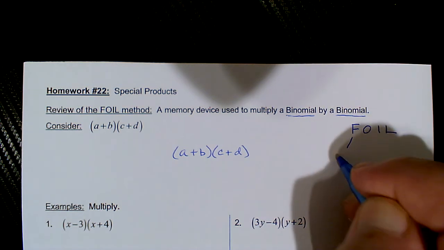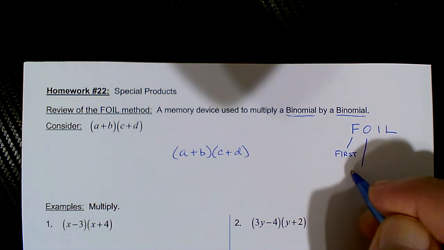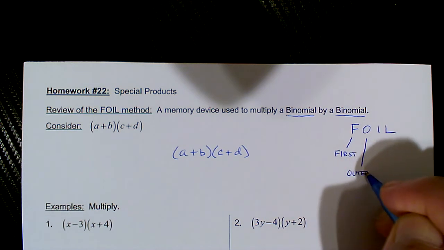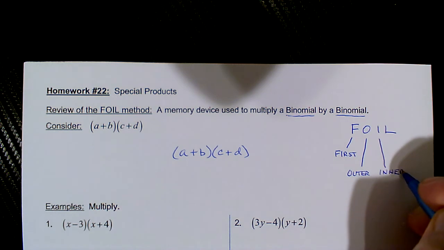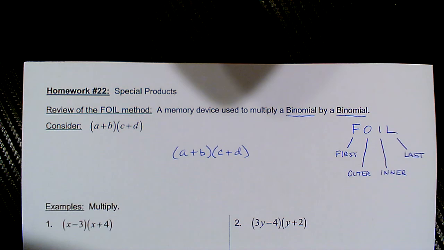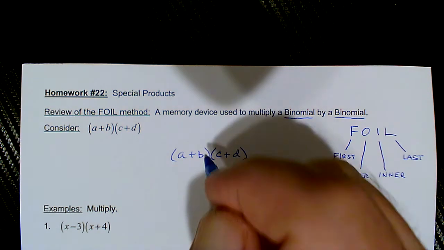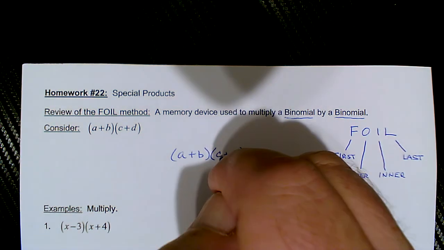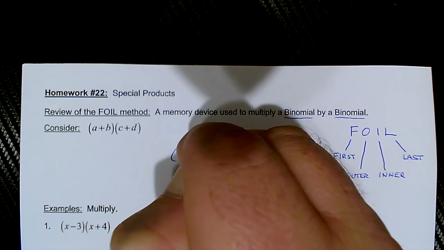acronym FOIL stands for F is the first, O is outer, I stands for inner, and L for last. So when we look at this general situation of multiplying a binomial times a binomial here, we refer to the first terms as the first term of each binomial. So a times c would be our first.